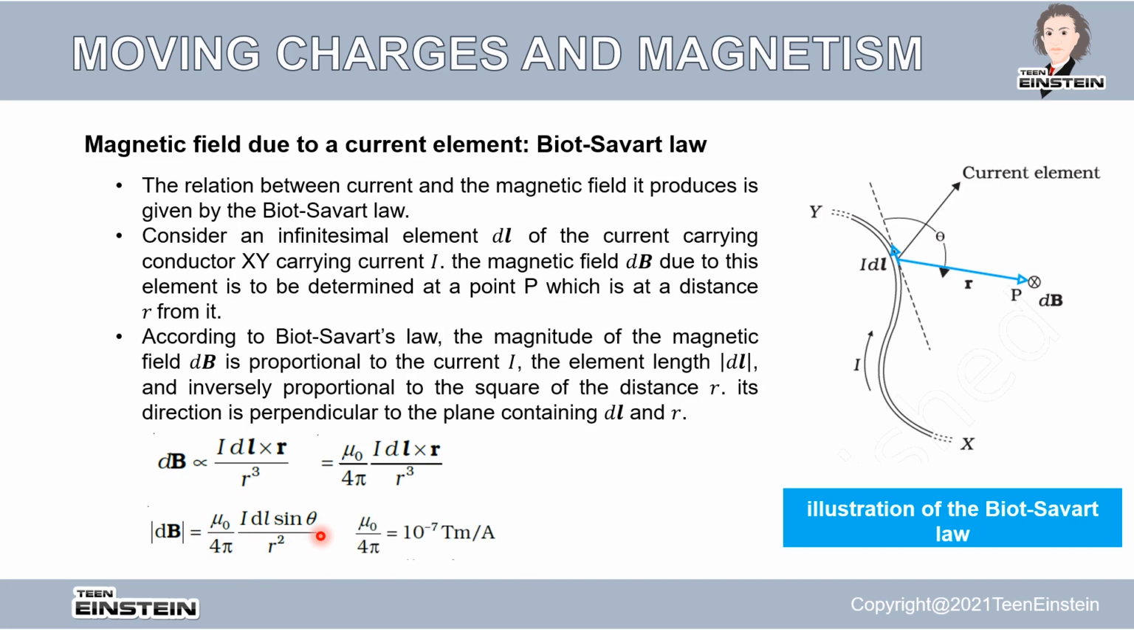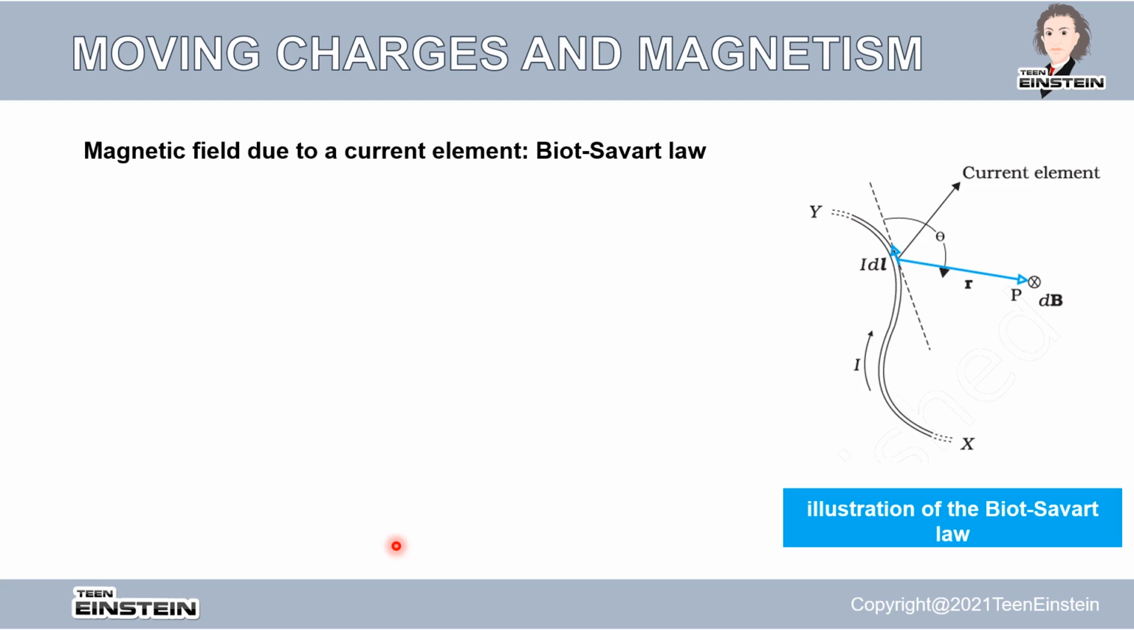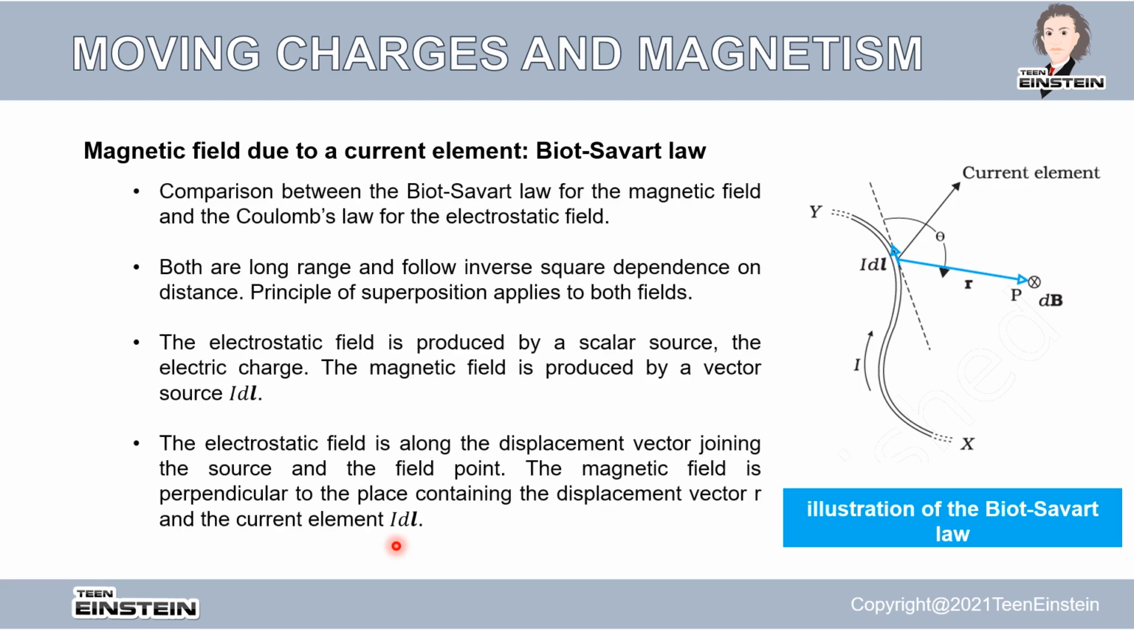Now mu 0 by 4 pi is called the permeability of free space, and it is given by 10 power minus 7. So this is the proportionality constant, and it's similar to epsilon 0 which we talked about in Coulomb's law, which is called the permittivity of free space. Okay, so we can compare the Biot-Savart law of magnetic field to Coulomb's law for the electric field. Both are long range and follow inverse square dependence on distance. The principle of superposition applies to both the fields. So this is one similarity between both.